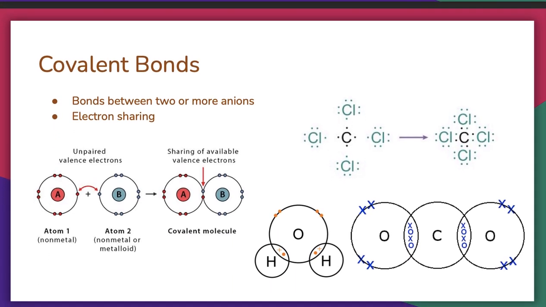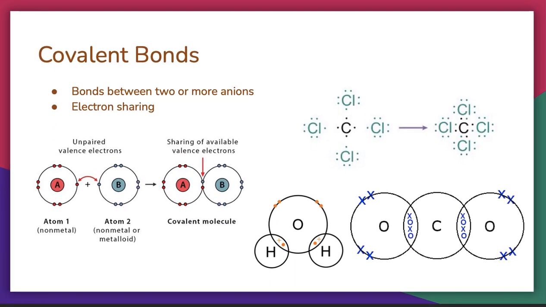So the next one is covalent bonding. Covalent bonding is bonds between 2 or more anions, and again, anions are just negatively charged atoms or molecules. So covalent bonding is based on electron sharing. What happens is, instead of giving an electron away to the other atom, as happens in ionic bonding, they kind of say, let's share it, so that we're both happy.